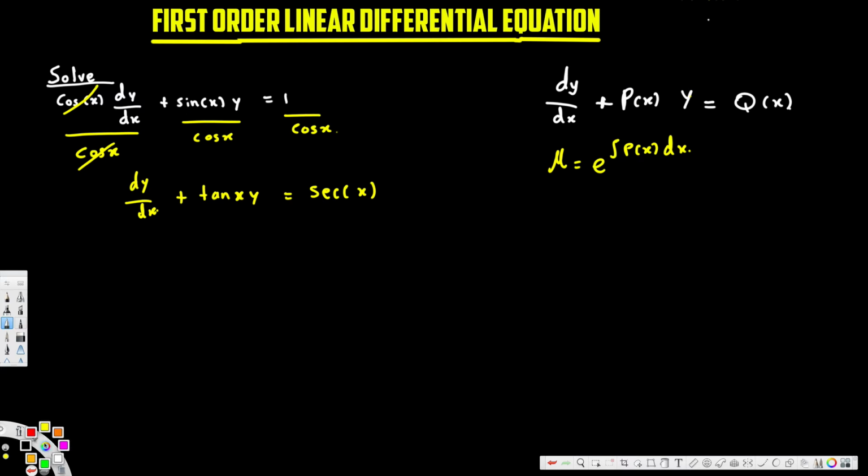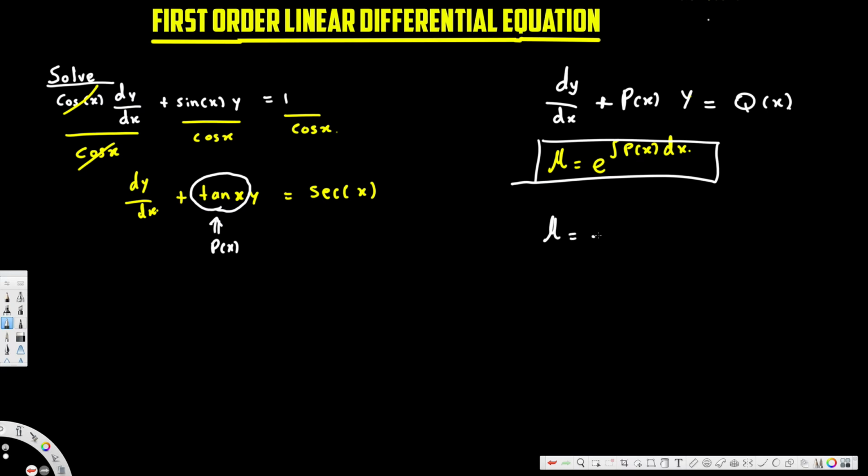Here if you compare this pattern, you can clearly see this tan x is the p of x for this function. Okay, so from this one we can say this is our p of x. Now after we find out our p of x, we have to find out the integrating factor, because there's a reason behind it. I will show you what it is. First of all, let's find the integrating factor. This is the equation, mu is equal to e power integral p of x, and we know that p of x for our equation is tan x. So we put that right here and do the integration.